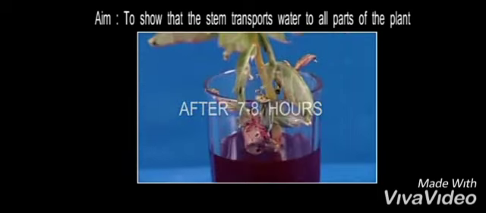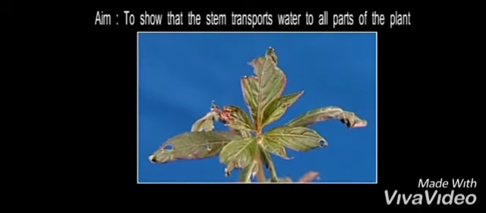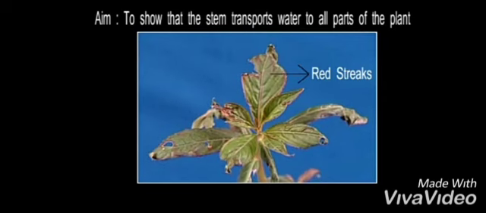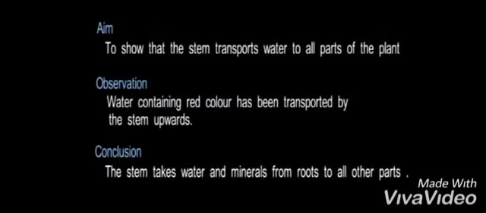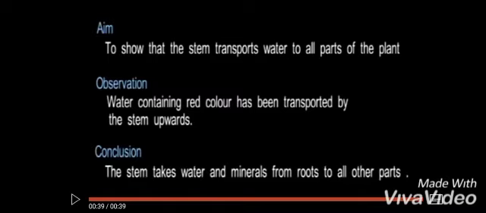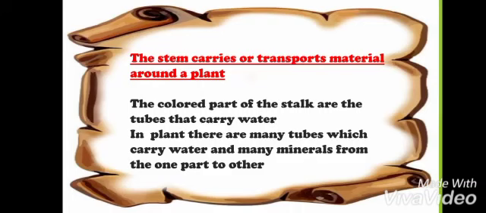After 7 to 8 hours, can you see streaks of red color in the leaves? This shows that water has been transported to the leaves by the stem. So, in this video, we have learnt that the stem carries or transports material around a plant. The colored parts of the stalk are the tubes that carry water. In plants, there are many tubes which carry water and minerals from one part to another part of the plant.